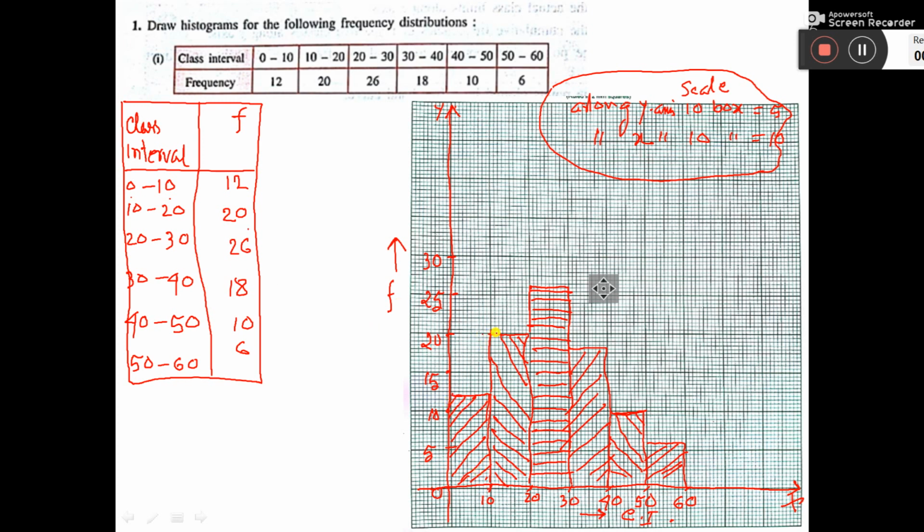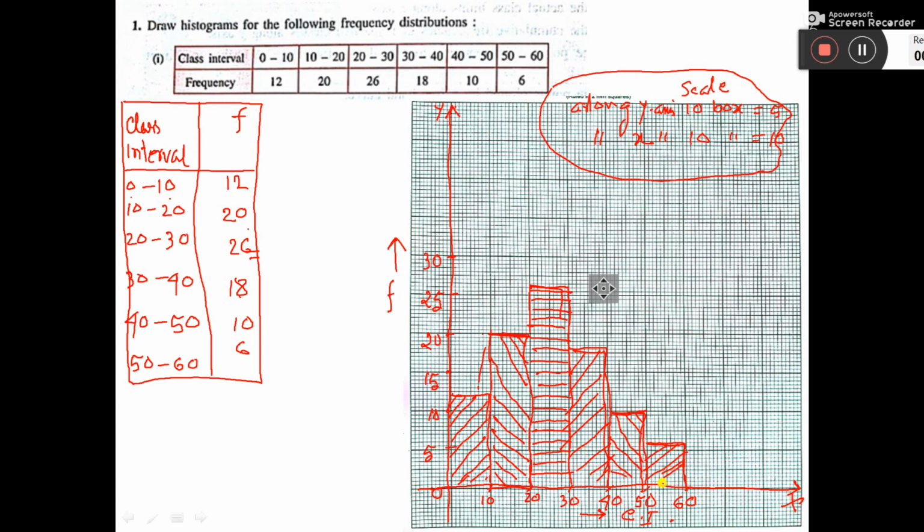Then 20. So 20 at this place, and this is the 10 to 20 rectangle. Then the next one is 26, up to 26 you draw another rectangle. Then 18, you draw this rectangle. Then 10, another rectangle you draw. Then 40 to 50, and 50 to 60 it is 6. So 5 then 6, here in this portion.